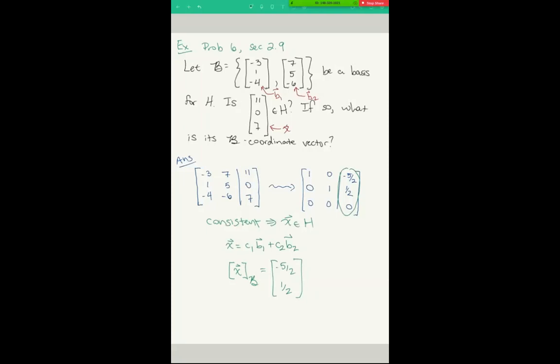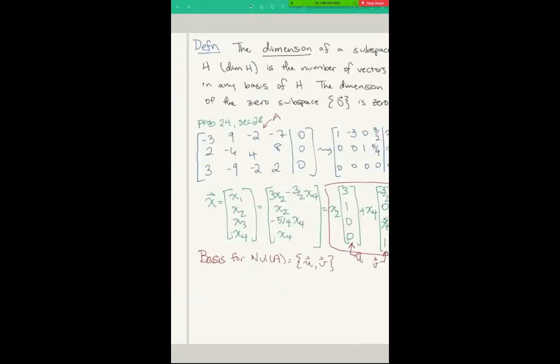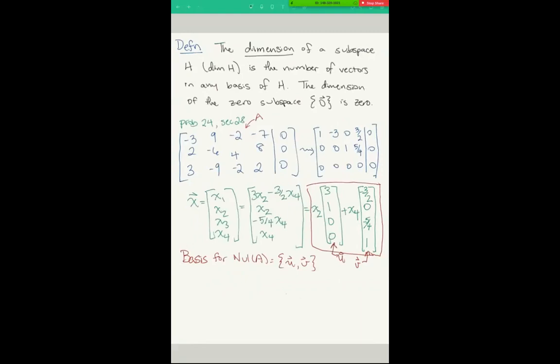And this leads us to our notion of dimensionality with respect to subspaces. The dimension of a subspace is just the number of vectors in a basis of H. This is true for everything except the zero subspace, the subspace that just has the origin in it. Technically that has one basis vector, namely the zero vector, but we're going to say that the dimension of that is 0.